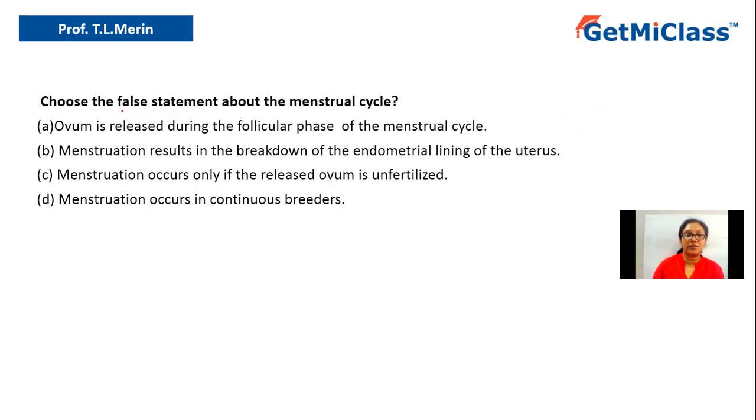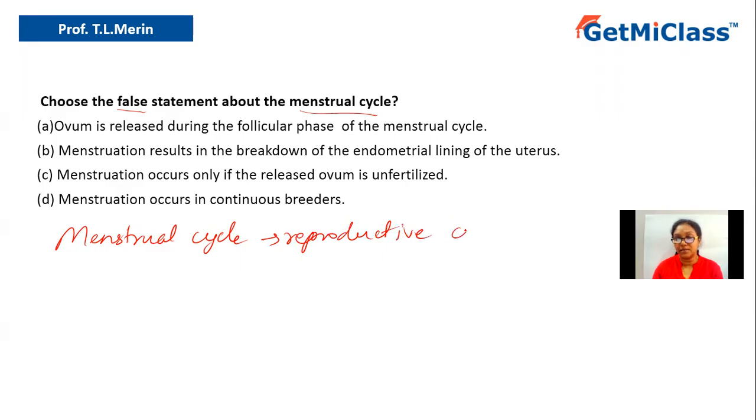So let us understand the question. It says choose the false statement. So we are supposed to choose the false statement about what? About menstrual cycle. So first of all, we have to understand what is the meaning of menstrual cycle. Menstrual cycle is a type of reproductive cycle, which occurs in primates. So where does it occur? It occurs in primates. The best example of a primate is human being. So human being, gorilla, monkeys, they all are primates.